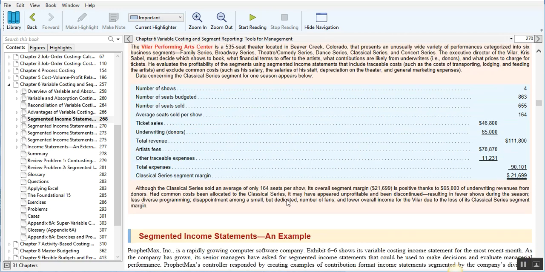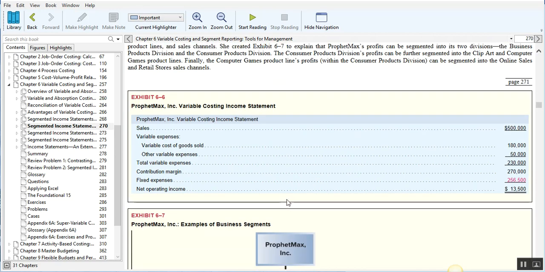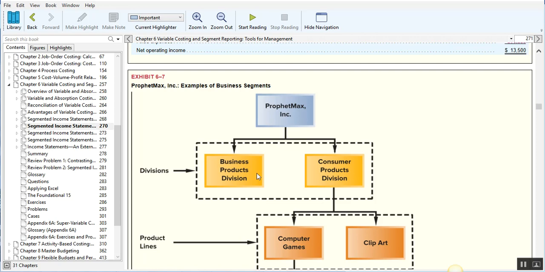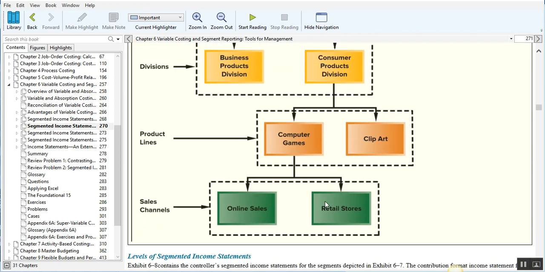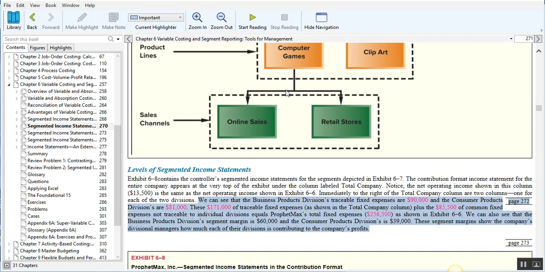Now, when we're talking about segment income statements, they give you an example here at Profit Max, a variable costing income statement here. And then they show you this structure, these two divisions. Now, in my experience at Blue Cross, when I was in the cost analysis section, we had four divisions where we prepared these segment income statements and did an analysis of. So we have here two divisions, business products and consumer products. And so that's how we're going to break this income statement down into the two segments.